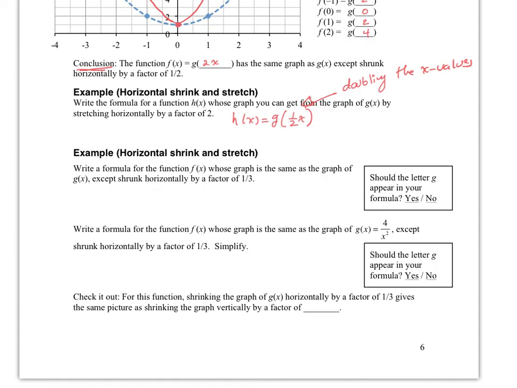Right, let's try one more. This one says shrunk horizontally by a factor of 1/3. So therefore here f of x will just be g of 3x. Should we write the letter g? Yes, because we don't know what the actual function is in this case. Now for the next part, we actually know what the function is. So therefore, if we want to find this, it will be equal to 4 over 3x squared, and this will be 4 over 9x squared. In this case, no, because we know what g is.